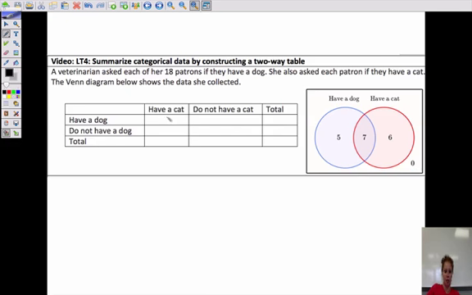So we're going to use that to fill out this chart. So this first box would be the people that have a cat and have a dog. So that would be 7, because 7 people have both. This box would be the people that have a dog but don't have a cat. So that would be these 5 people here. And then in total, that means there are 12 people that have a dog.